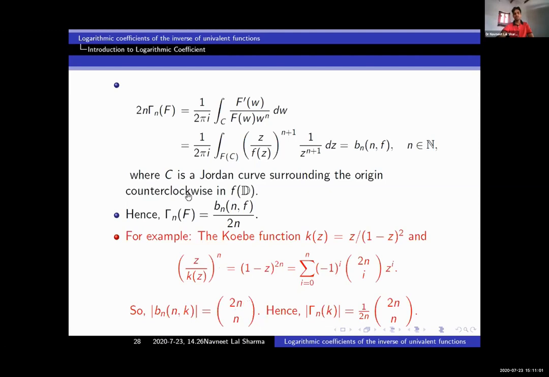So from this formula we can find the bound of the inverse logarithmic coefficient: modulus of capital Gamma_n is equal to 1/(2n) times 2nCn. And this is one example for this. Now I want to solve this problem for a general class, that is the general class of starlike functions.